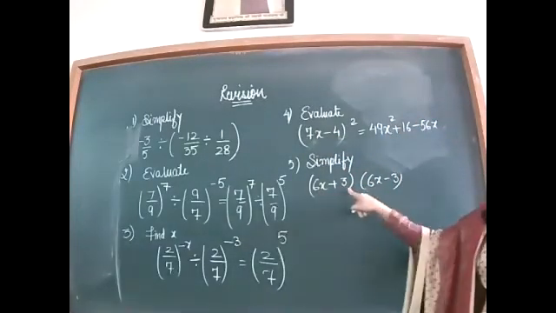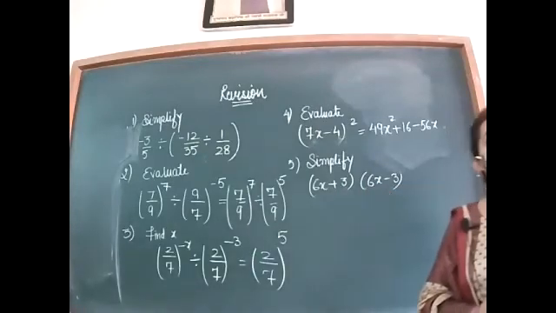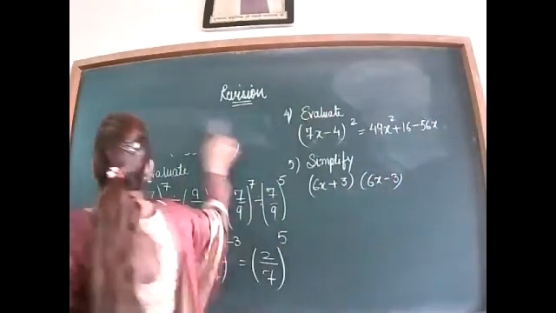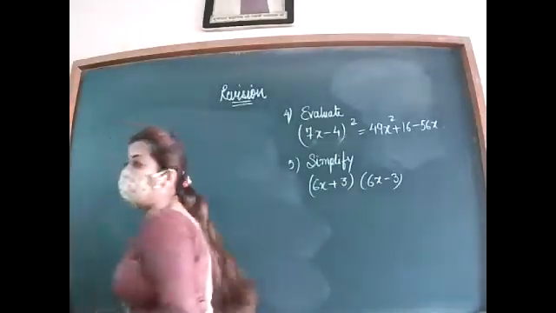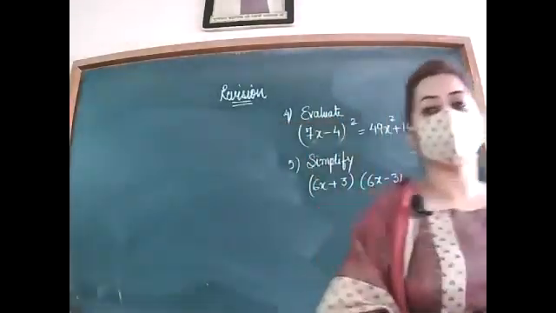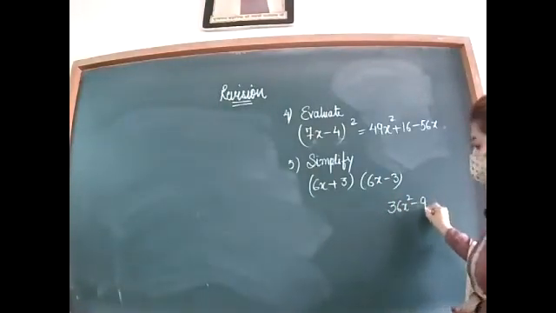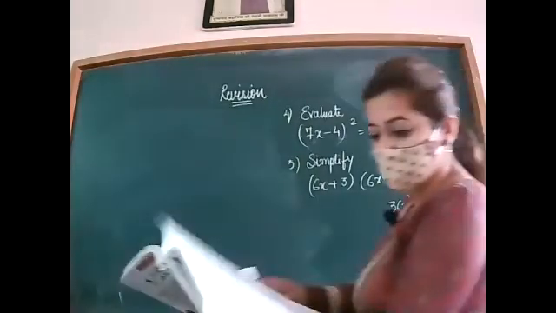Next, this is your a plus b. This is your a minus b. A plus b, a minus b is equal to a square minus b square. So the answer is 36x square minus 9. This is the answer. Start the next question.